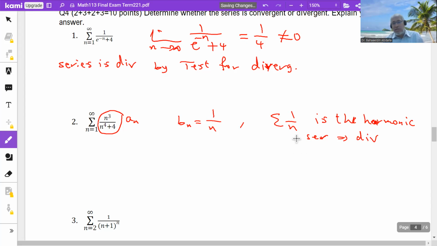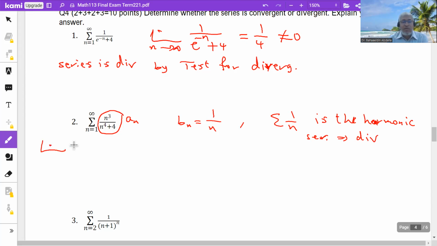It is also a p series with p equals 1. So it is divergent. So we know that summation b_n is divergent. Now, can we write n cubed over n to the power 4 plus 4 greater than 1 over n? Because it has to be greater than if we want to use the direct comparison test. Well, n to the power 4 plus 4, I have two n's here. I'll just consider the limit comparison test.